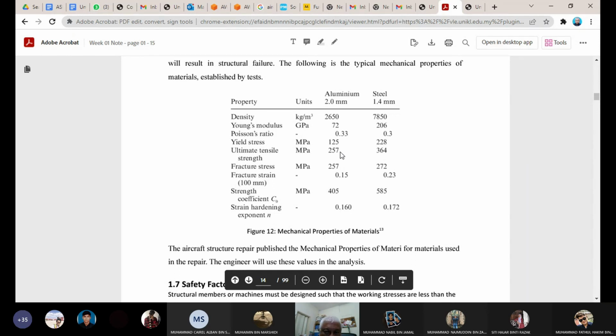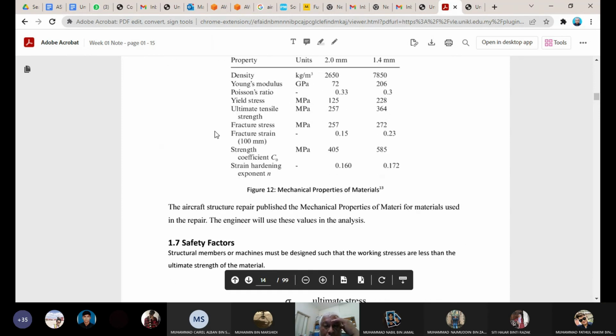So for any structure design that we do, we have to calculate the stress. The stress should not be higher than this value here, because this is a failure value. Anything beyond 257 megapascal, the structure will fracture, will be damaged due to the tension load. There are other values, the shear, the bearing, that we will go into in detail when we go to the repair, because those values are given in the structure repair manual.